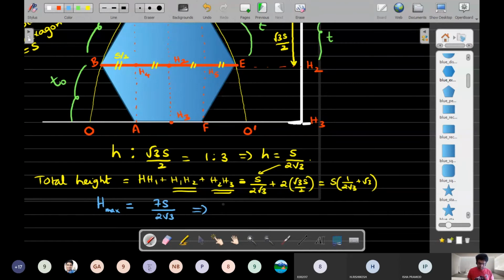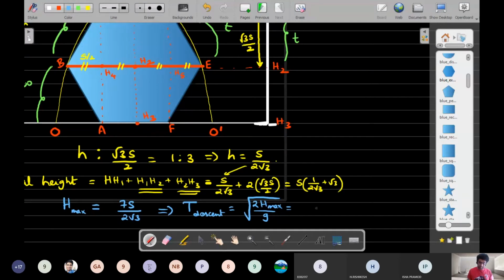This should imply that time of descent is equal to square root of 2h max divided by g. Time of descent should be square root of 2h max divided by g, and that should be, just substitute that h max there. You would end up having root 7s divided by root 3g. So this is the time of descent.